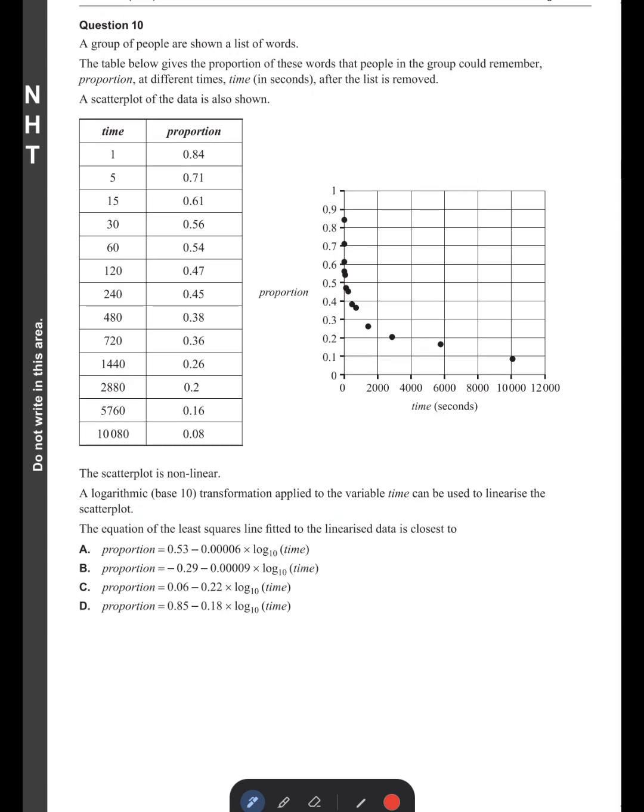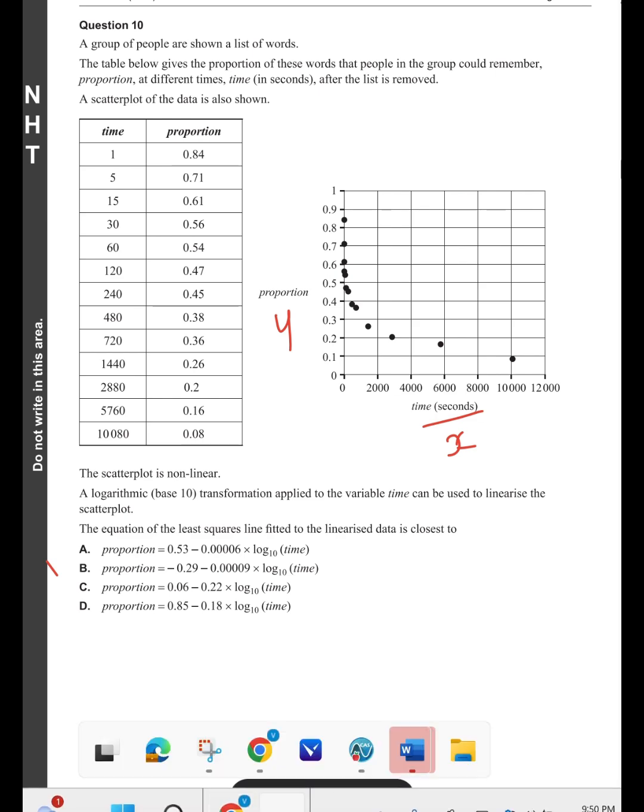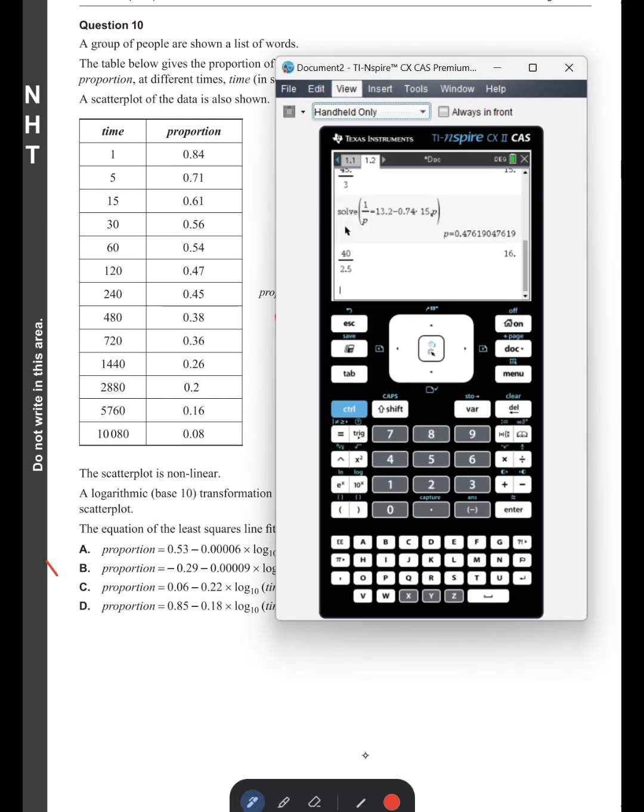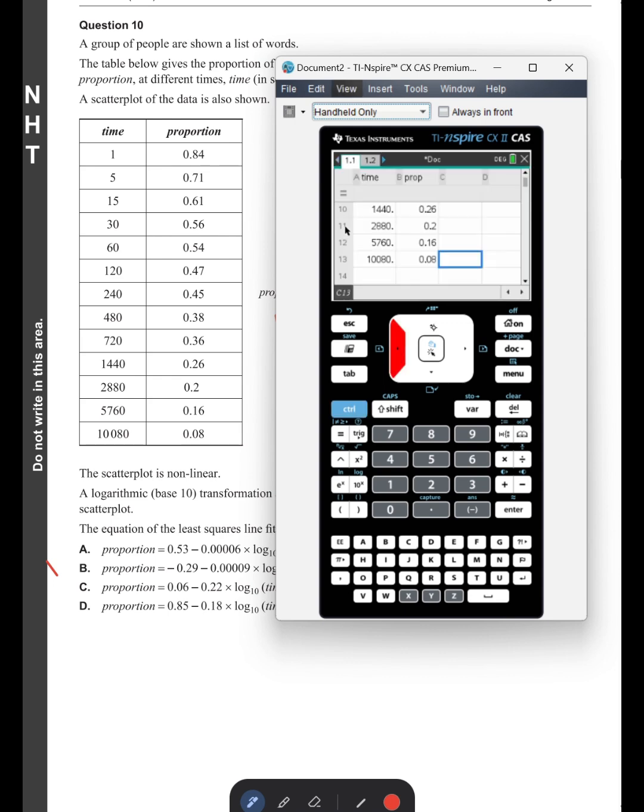All right, question 10. A group of people are shown a list of words. They've got proportion and time. Time is going to be my X, proportion is my Y. So the scatter plot of the data is shown below. Now, I'm going to show you 2 ways to do this. So I've already input my data.